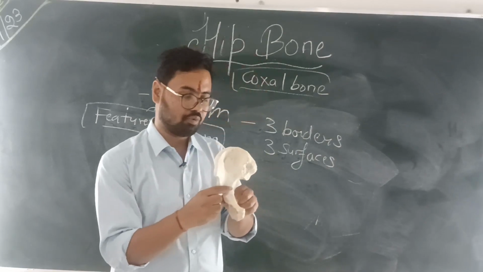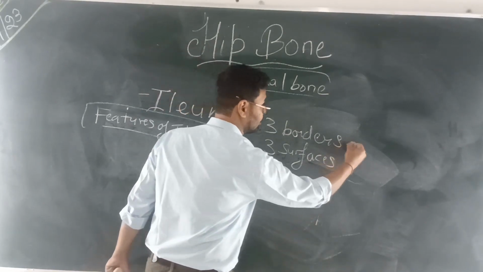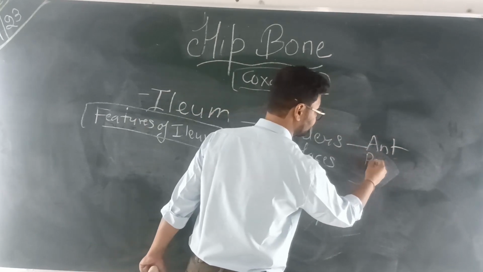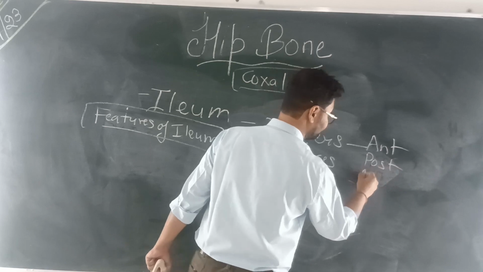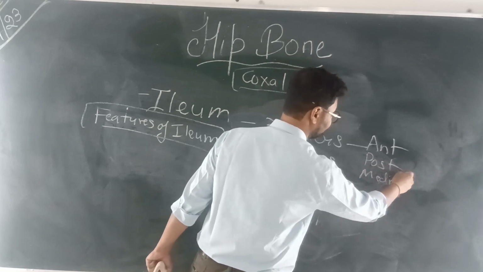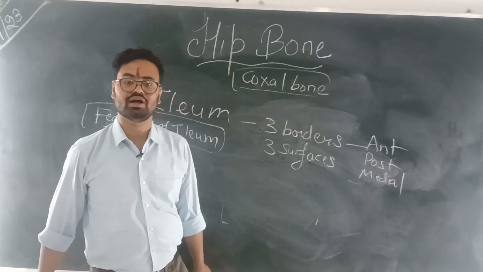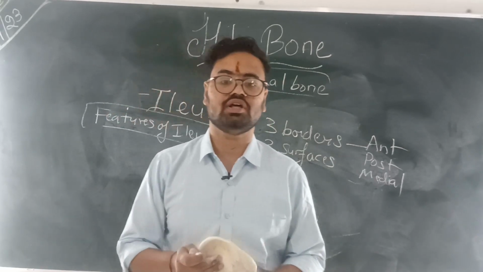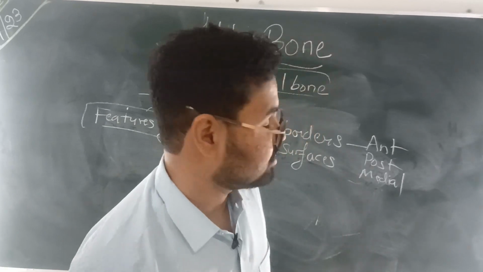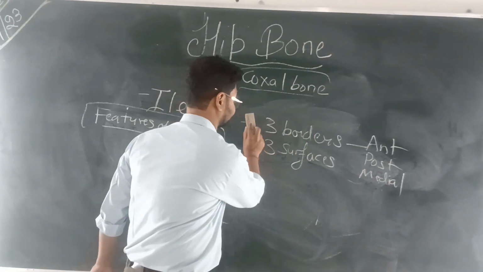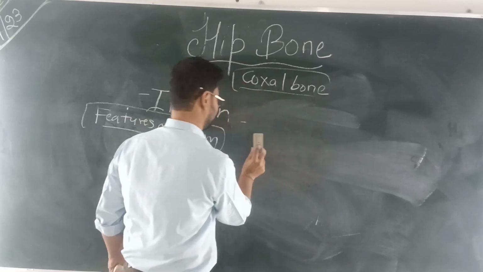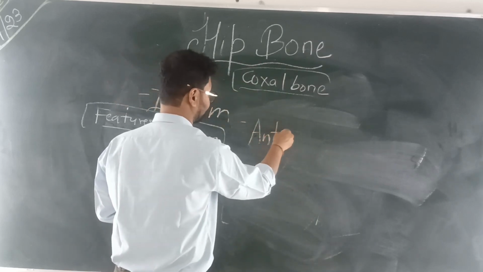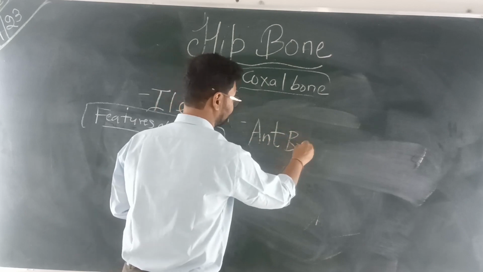So the borders are anterior border, posterior border and medial border. So let us talk about the anterior border, where it is situated. Anterior border of ilium.